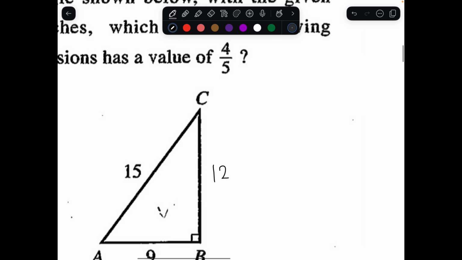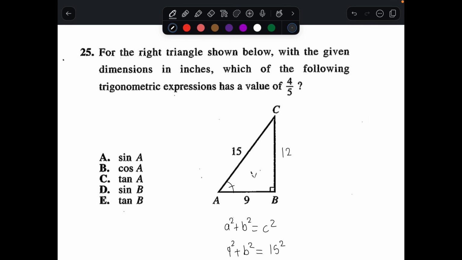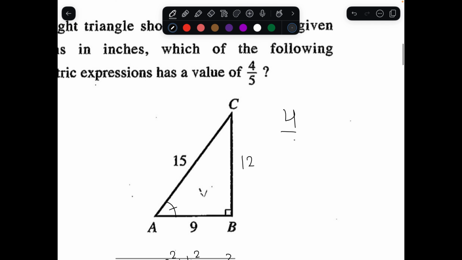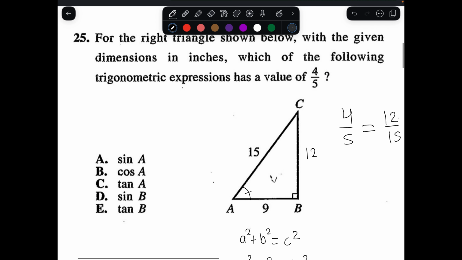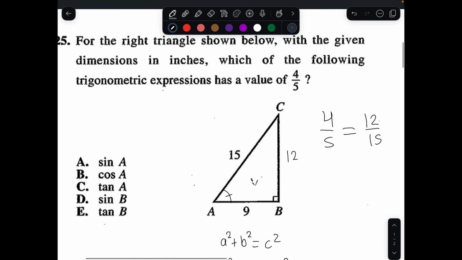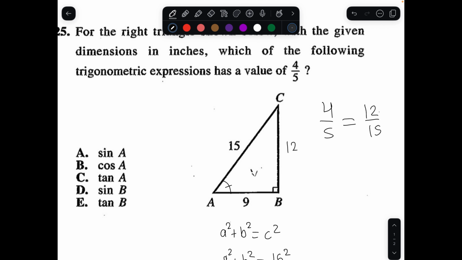So the thing to realize here first is that the question's asking us which of the following trigonometric expressions has a value of 4/5, right? We don't have 4 or 5 as one of our side lengths in this triangle, but 4/5 is the same thing as 12/15, right? So we're looking for a trigonometric expression in these answer choices that gives us a value of 12/15, which is the same thing as 4/5.